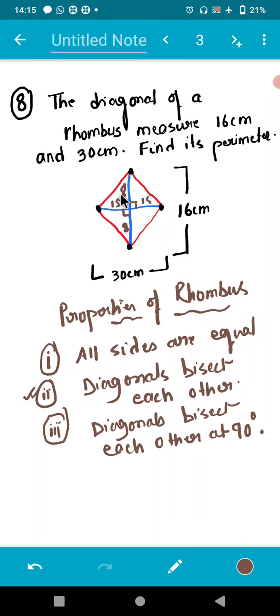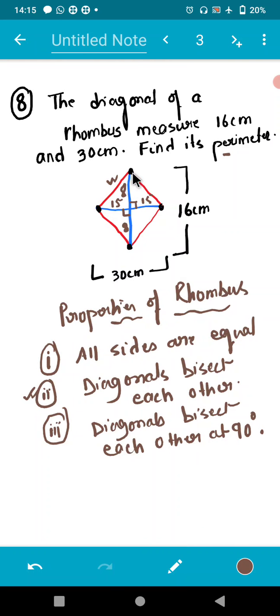Now you see, because of these two diagonals, the entire rhombus has been divided into 4 right angles, isn't it? This is 1, 2, 3 and 4 right angles. So now what we have to do? We have to find this red line. Why do we have to find out the red line? Because we have to find the perimeter of the rhombus.